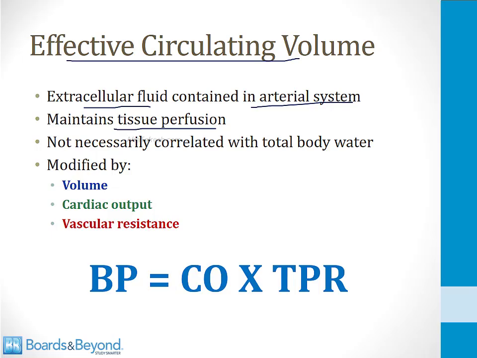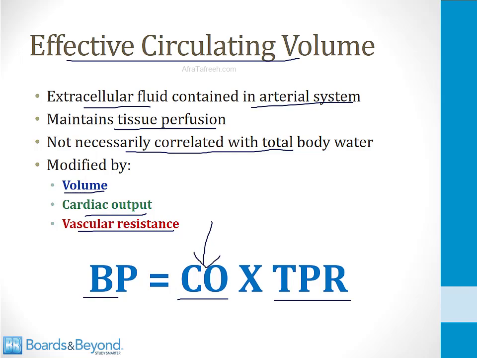So as I state here in the slide, this volume is not necessarily correlated with total body water. The major factors that affect the effective circulating volume are the volume of fluid in the vascular system, the cardiac output, and the vascular resistance. In the videos on hypertension, I talk about how your blood pressure is influenced by two major factors, your cardiac output and your total peripheral resistance. The same is true of the effective circulating volume.